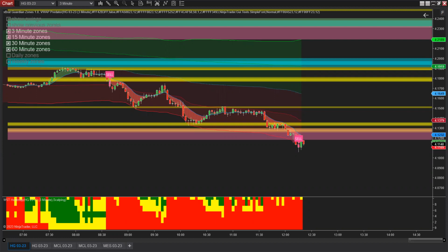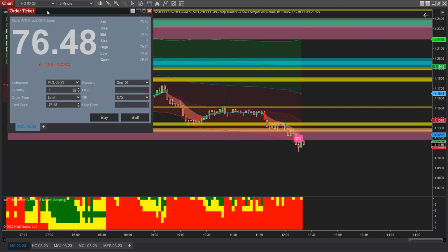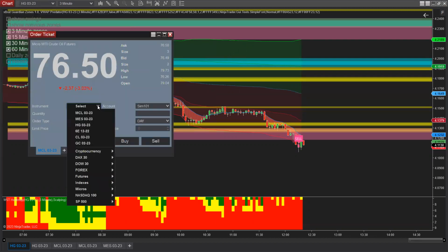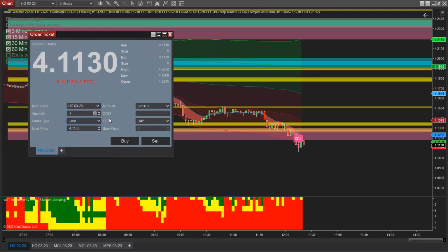So let's just look at this order ticket here. This is a good example. Where's my order ticket? We're going to change that to HG. I want to sell at 4.1. Okay, so I want a stop market at 4.100. Okay, and I'm going to click sell.